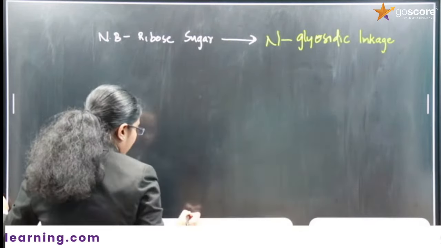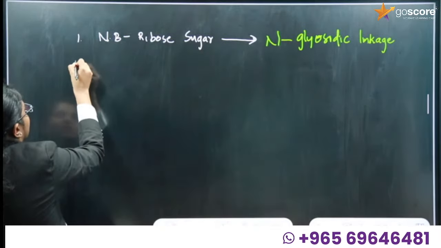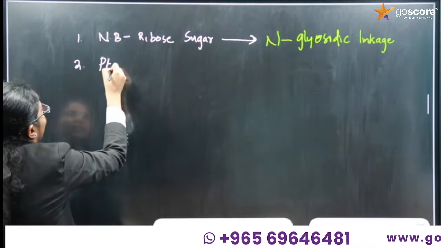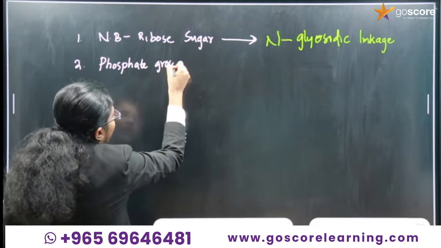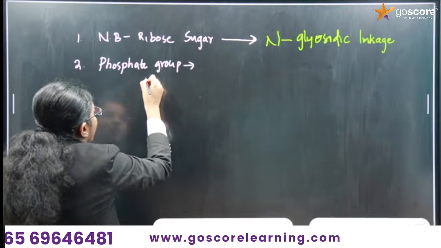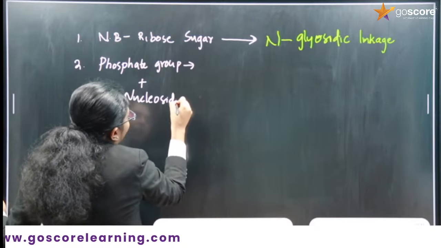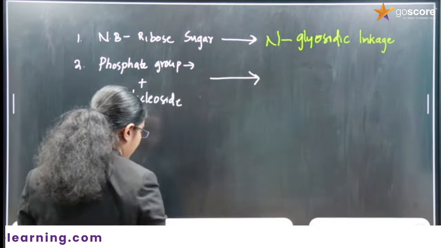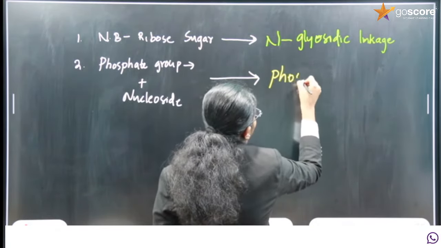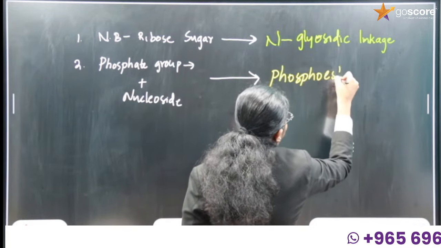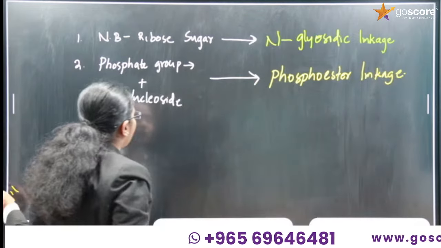Next, the second one is the phosphate group. The phosphate group is attached to a nucleoside. What is the bond present there? It is phosphoester linkage.